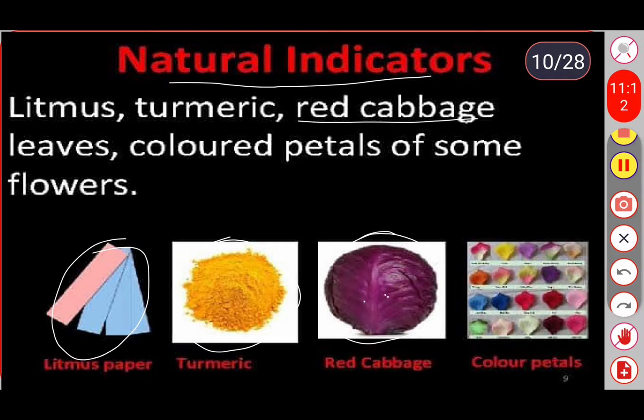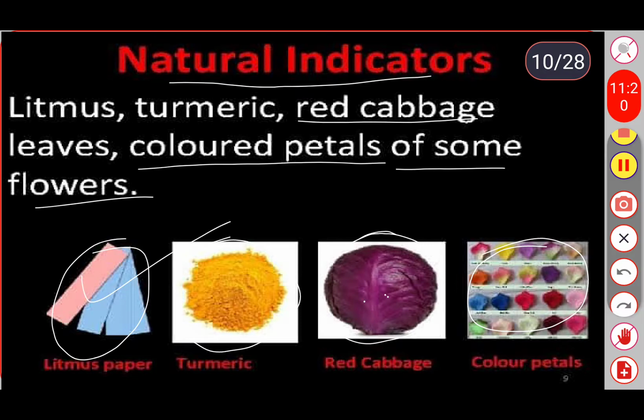Next one, colored petals of some flowers. Here you are observing in the fourth image. The first image is litmus paper, second is turmeric powder, third is red cabbage, and fourth is some petals of flowers. So these are the naturally obtained indicators.